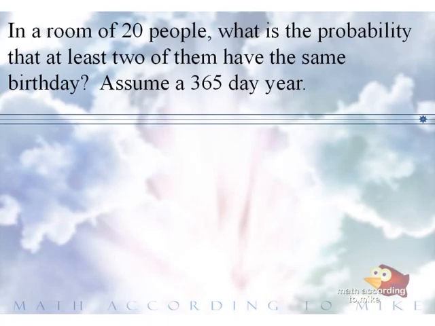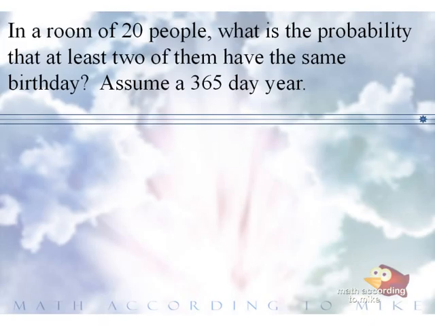Instead, what we're going to do is consider the complement. The complement of at least 2 people having the same birthday is no one has the same birthday. We can't say at least 1 person has the same birthday because you need at least 2 to tango there. So if we find the probability that no one has the same birthday, and then subtract it from 1, or 100%, then that would be the probability that at least 2 people have the same birthday.